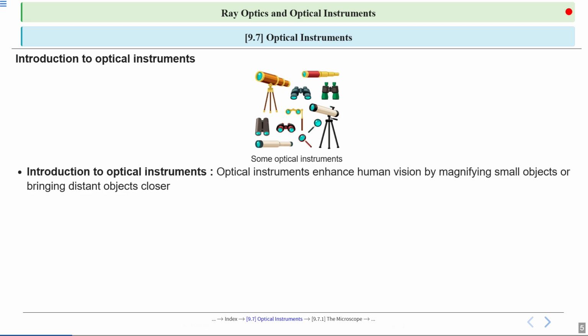Optical instruments are crucial because they extend our natural vision capabilities. They allow us to see things that are otherwise invisible or unclear. This is achieved through the manipulation of light, which we will explore further.